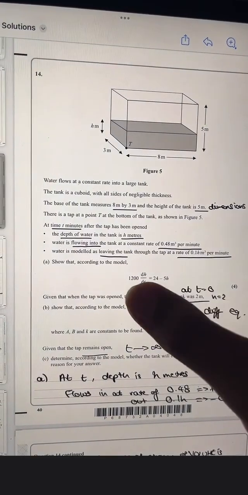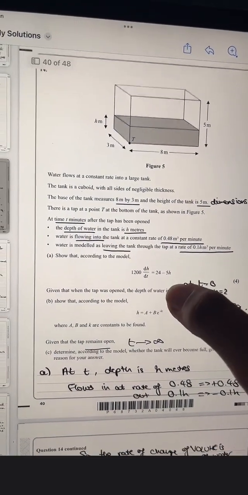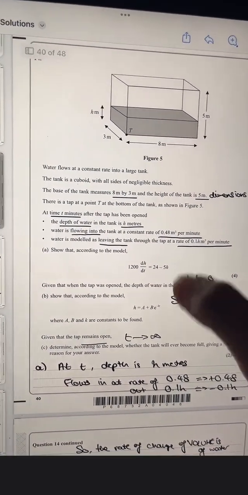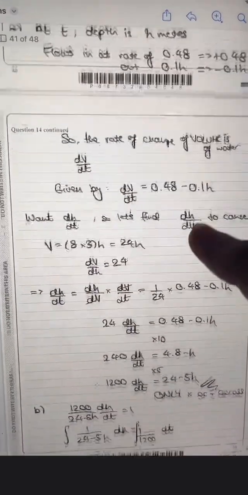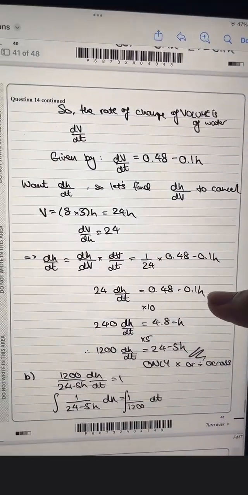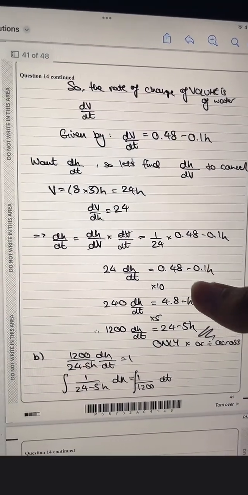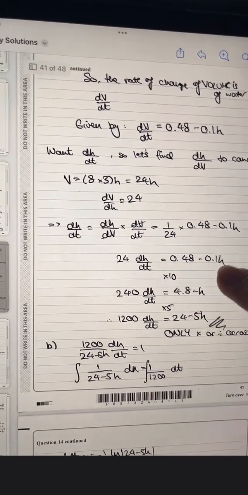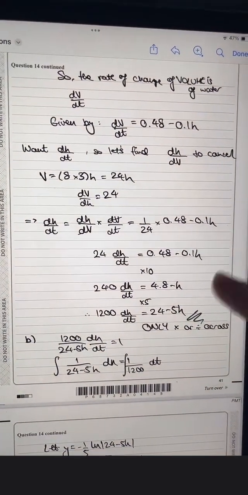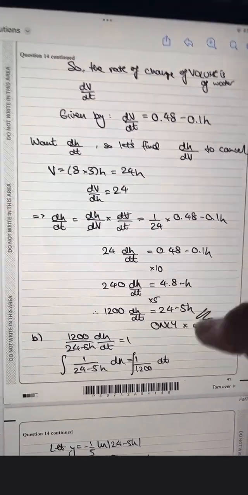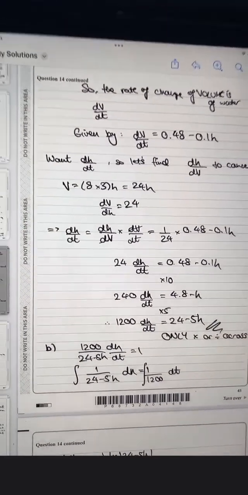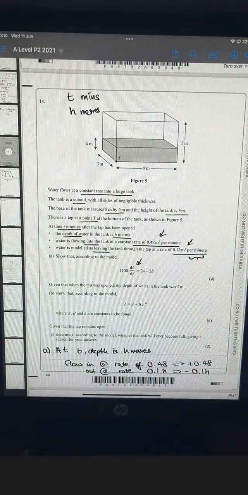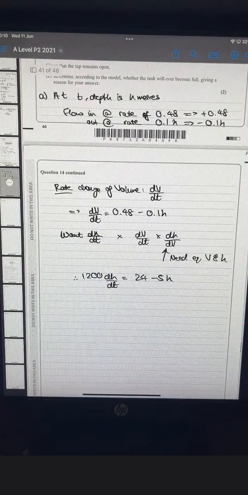So I picked negative 5h. How am I going to go from what I have, negative 0.1, to negative 5? I multiply by 10, then I multiply by 5. I could have just multiplied by 50, but once I've done that, I get this equation, which is what they wanted me to show. That is how you would do part A of the question. Check out my posted video after the live if you want another explanation, but I'm hoping that helps.